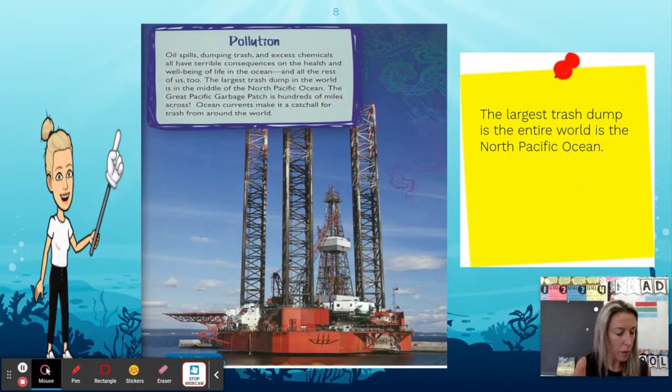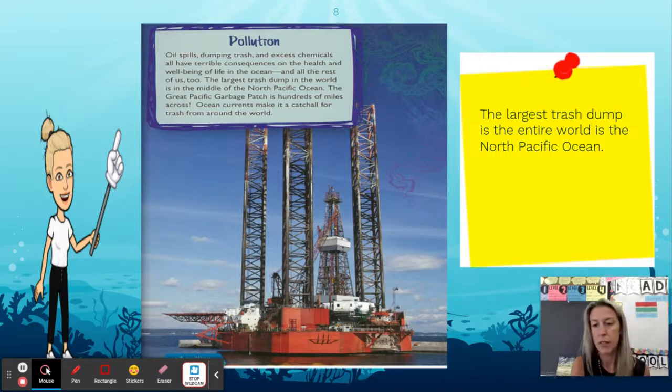Pollution. Oil spills, dumping trash, and excess chemicals all have terrible consequences on the health and well-being of life in the ocean, and all the rest of us too. The largest trash dump in the world is in the middle of the North Pacific Ocean. The Great Pacific Garbage Patch is hundreds of miles across. Ocean currents make it a catch-all for trash from around the world.